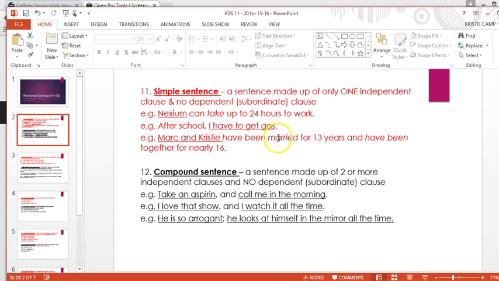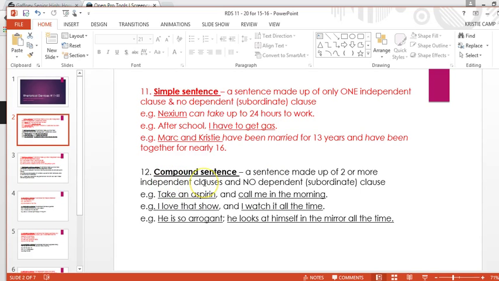After school, I have to get gas. Here's your independent clause. After school is a phrase and not a clause because it doesn't have a verb. So it is a simple sentence. Mark and Christy have been married for 13 years and have been together for nearly 16. Here's my subject, Mark and Christy, and then I have two verbs, have been married, have been together. But we still only have one independent clause. There's nothing I can separate and make it a sentence by itself. So these are examples of simple sentences.